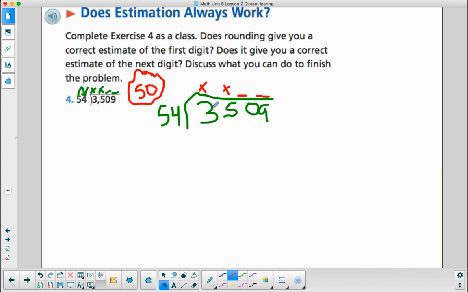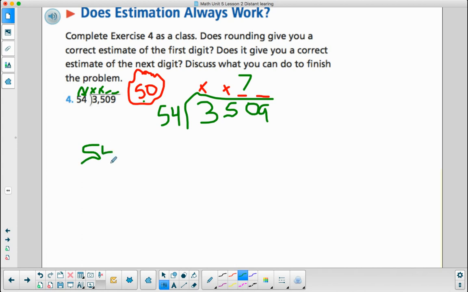All right. So how many 54s in 350? No idea. So I'm going to say, how many 50s in 350? Well, how many 5s are there in 3? None. How many 5s in 35? 7. So I think there's 7. Well, there are 7 50s in 350. So there's about 7 54s. How much is 7 54s? Remember, I'm not multiplying by 50. I'm multiplying by my real divisor.